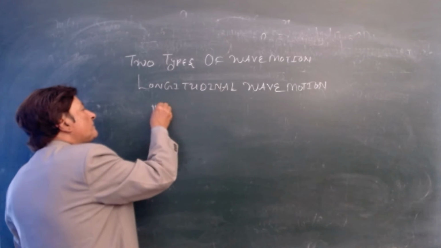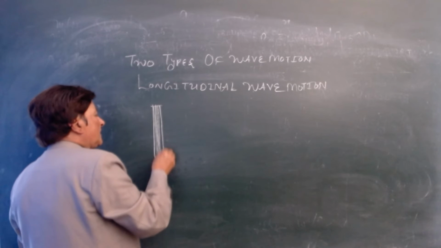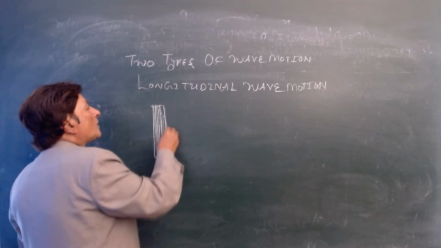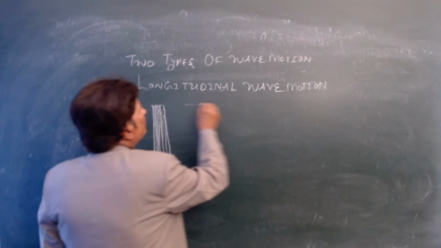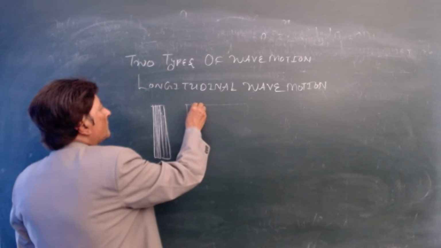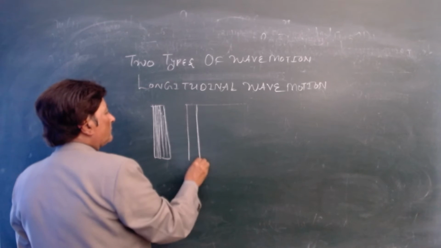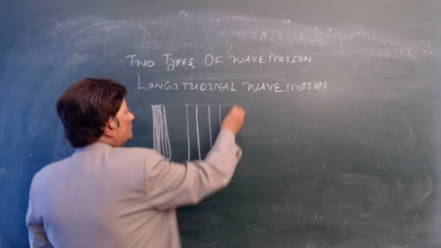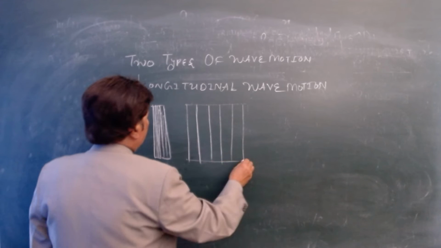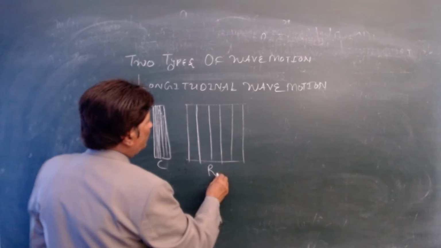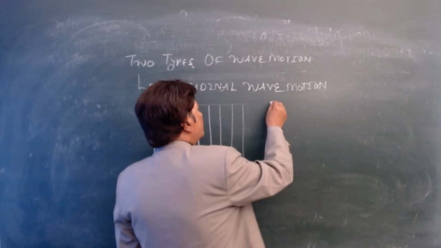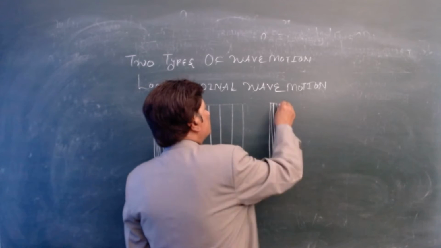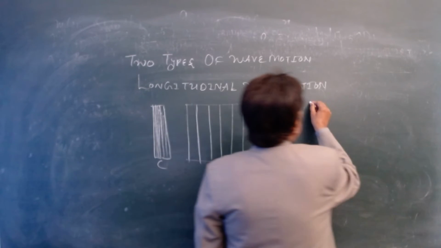इस तरह से हवा compress हो जाती है. It compresses like this, and then it rarefies. It rarefies like this. So this is compression, this is rarefaction, and then again this is compression. Then again rarefaction.